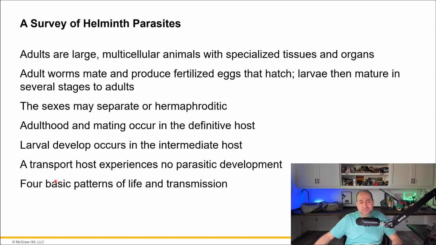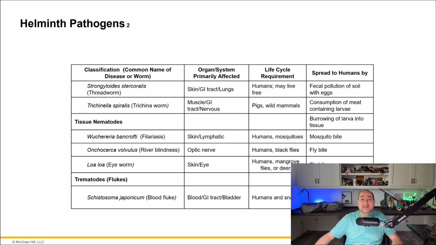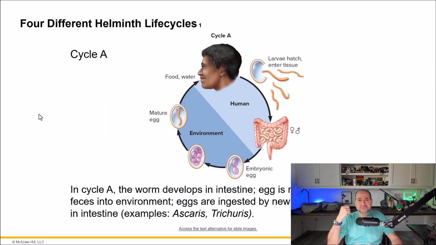There are 4 basic patterns of life and transmission for helminths. Do you remember from a previous chapter, we talked about how there are the roundworms, also known as nematodes. And then there are the flatworms, the platyhelminthes, which include the trematodes, also known as flukes, and the cestodes, which are known as tapeworms. And remember, there are 4 life cycles.